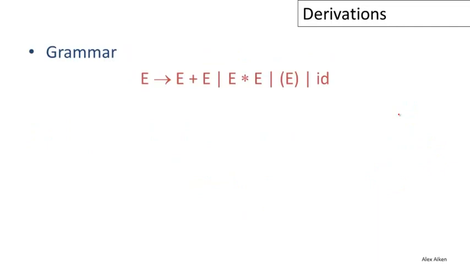Let's do an example. Here's our simple grammar of arithmetic expressions. And let's consider this particular string, id times id plus id. What we're going to do now is parse this string, and show how to produce a derivation for the string and also at the same time build a tree.